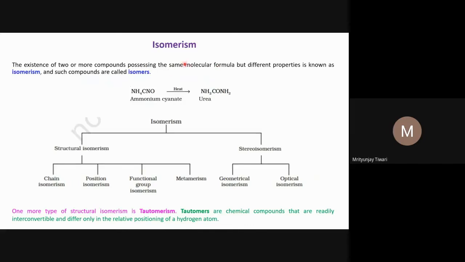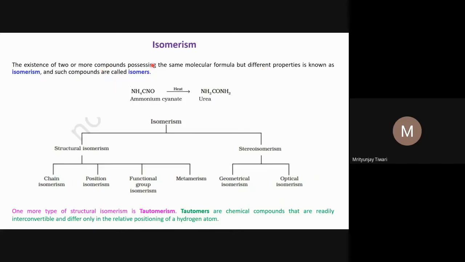So what is isomerism? If you see compounds, there are many different compounds having the same molecular formula. Different compounds means these compounds have different properties, but when you write the molecular formula of these compounds, we come to the same molecular formula. Such compounds are called isomers, and this phenomenon is called isomerism. So the existence of two or more compounds possessing the same molecular formula but different properties is known as isomerism.